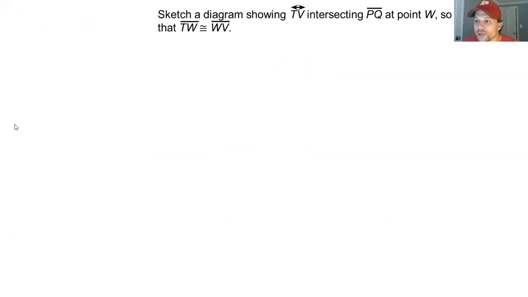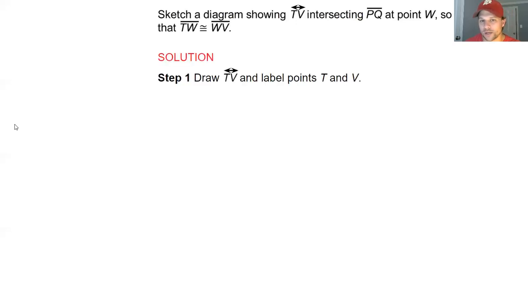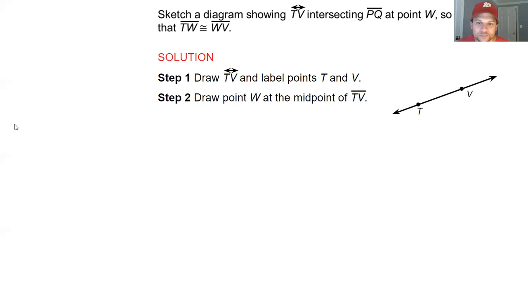All right, now sketching our own diagrams, showing that a line is intersecting another line at a specific point, specifically so that those two lines are congruent to each other. So first thing we're going to do is draw line TV and label the points T and V. And that's what you see right here is the line. 2 points starting with T and then going to V.